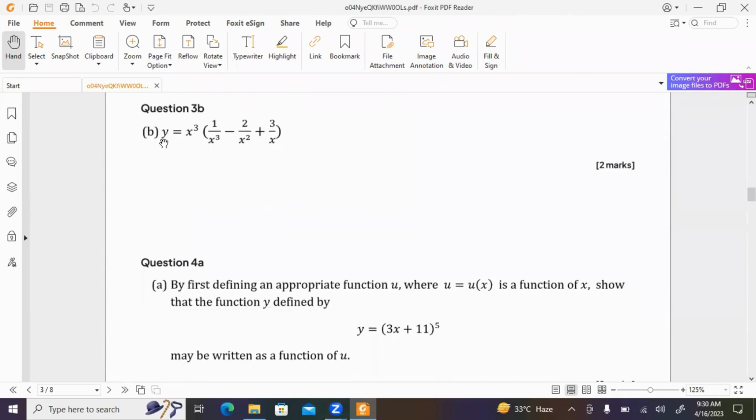In 3b, it's saying y equals x cubed times the bracket 1 over x cubed minus 2 over x squared plus 3 over x. First thing first, just expand the bracket. When you multiply x cubed with 1 over x cubed, it gives us 1. X cubed with minus 2 over x squared gives us minus 2x. And x cubed with plus 3 over x will give you plus 3x squared. Now we differentiate this: minus 2 plus 6x.